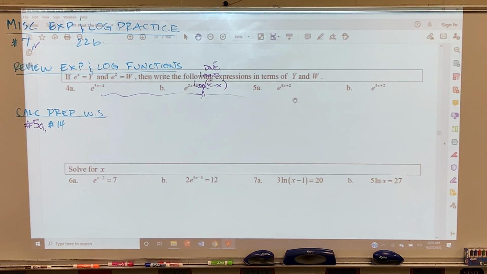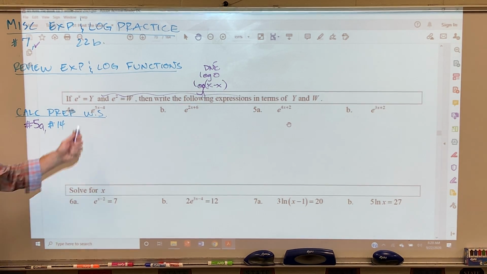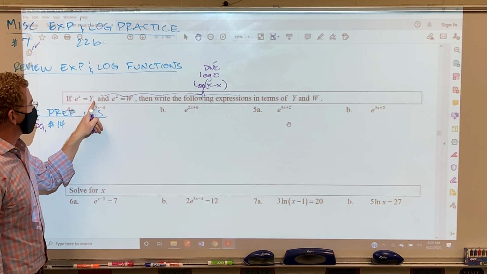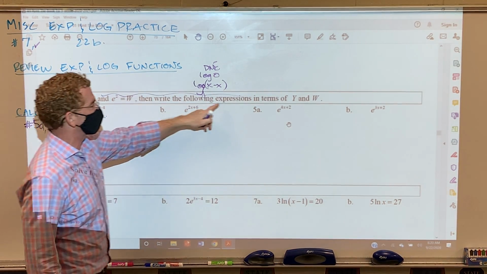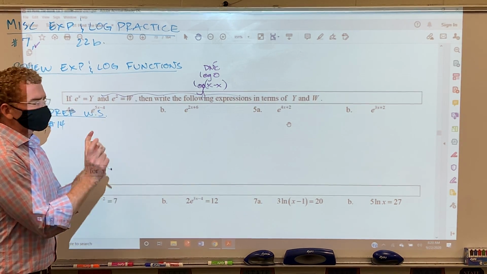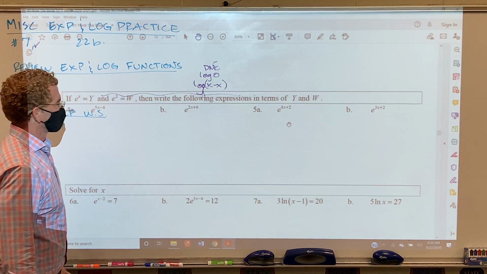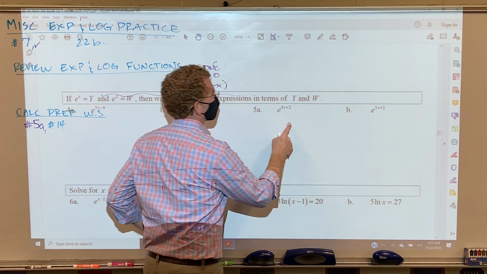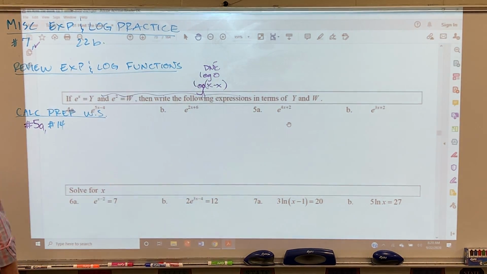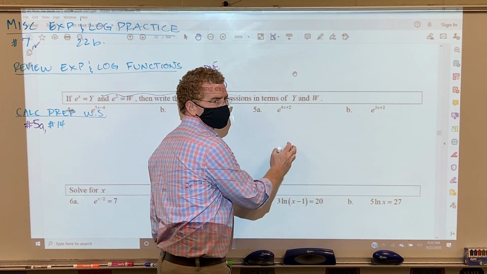So 5a over here says, if e to the x is y and e squared is w, then write the following expressions in terms of y and w. Okay, so I want to rewrite this so that it's written as e to the x's and e squareds. So on 5a, I look at this, e to the 4x plus 2. How could I rewrite e to the 4x plus 2 as something x and something squared?